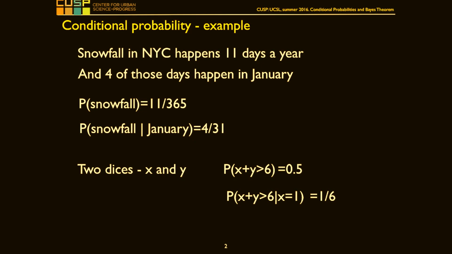So what is the conditional probability? Let's start from a simple example. Recall the statistics of the weather in New York City, and we'll find out that snowfall in New York City happens approximately 11 days a year. So say we're considering the probability of the event of taking a random day from the calendar, and that it will be snowing on that day. And actually 4 of those 11 days happen to be in January, again, according to the multi-year statistics.